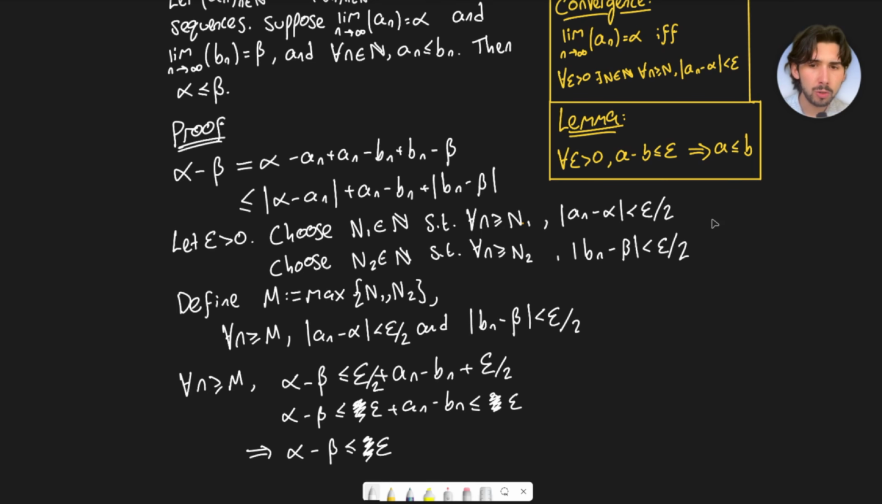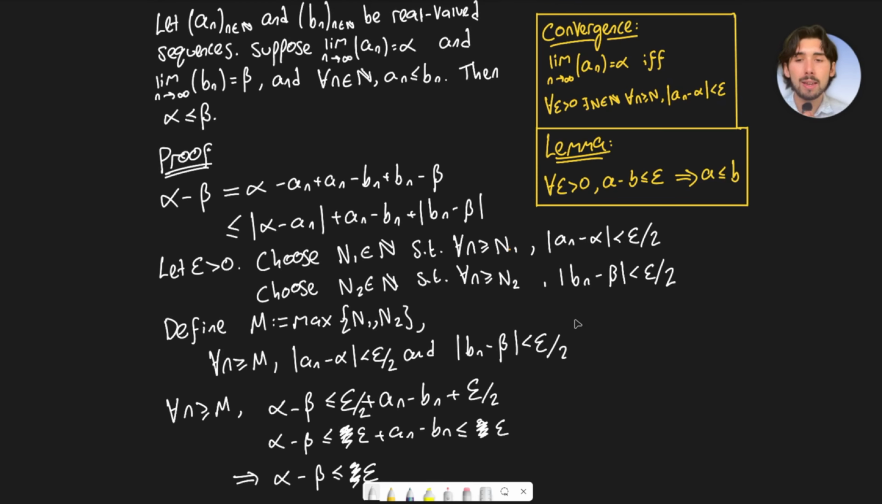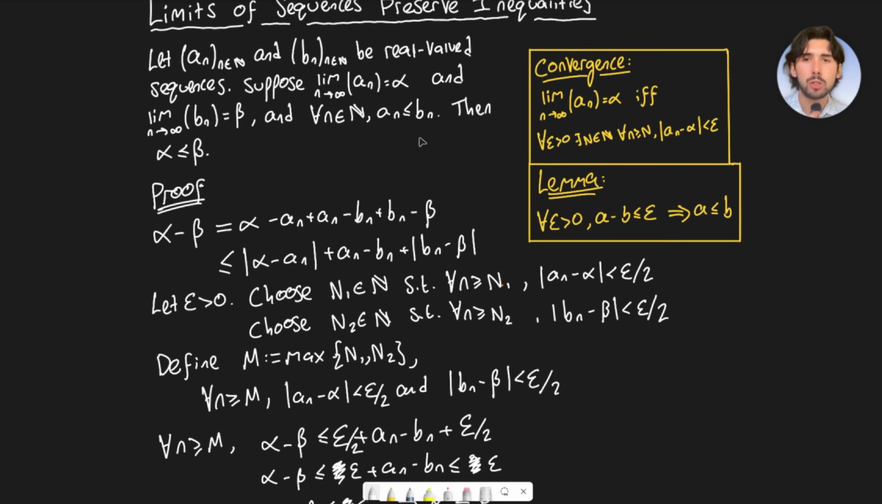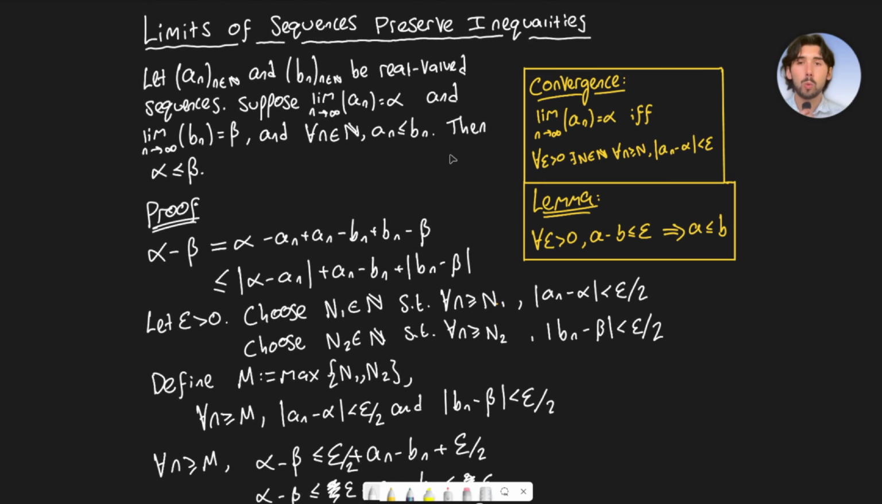So to conclude, remember, by the lemma, that implies that alpha is less than or equal to beta, which is originally what we were trying to show. So just to conclude what we've done there, we have shown that if we've got two sequences, one that converges to alpha, one that converges to beta, so a_n and b_n respectively, then if a_n is less than or equal to b_n for every term, then the limit alpha is less than or equal to the limit beta. That is what we have shown.